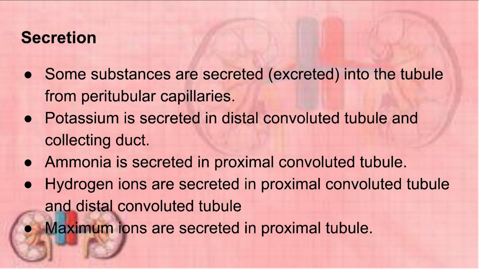Secretion. Some substances are excreted into the tubule from the peritubular capillaries. Potassium is secreted in the distal convoluted tubule and collecting duct. Ammonia is secreted in the proximal convoluted tubule. Hydrogen ions are secreted in the proximal convoluted tubule and distal convoluted tubule. Maximum ions are secreted in the proximal tubule.